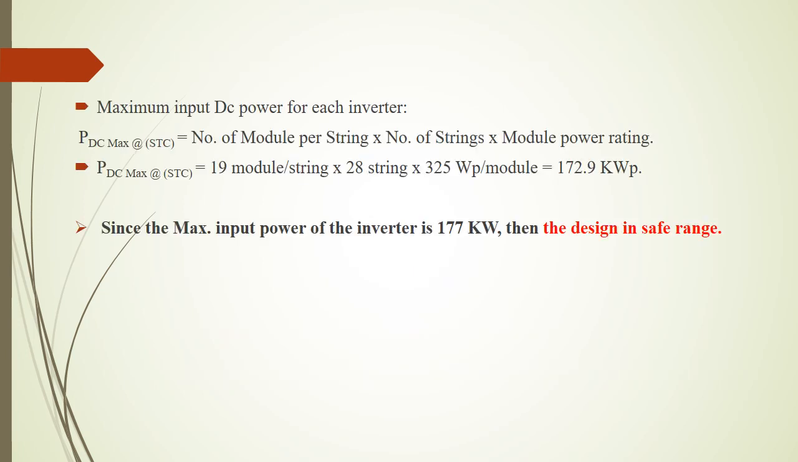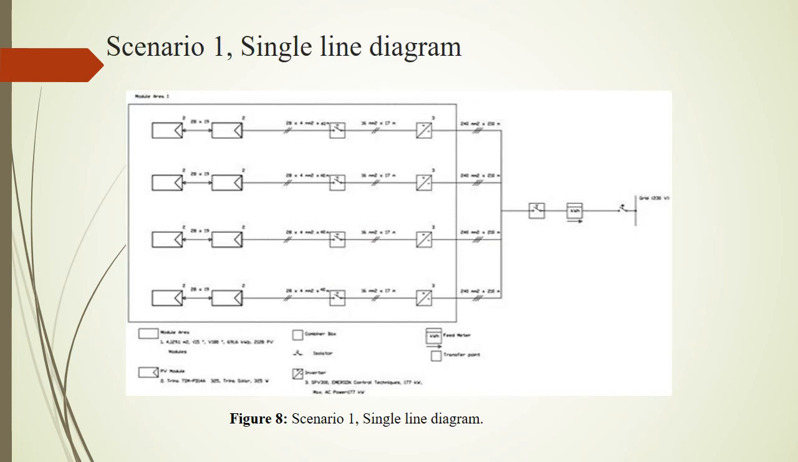By knowing the PV system array configuration and the rated power of the PV panel, we can calculate the maximum input DC power for each inverter, which is 172.9 kilowatt peak. That is less than the input power of the inverter, which is 177. Then the design is in the safe range. The figure below shows the single line diagram of scenario 1.